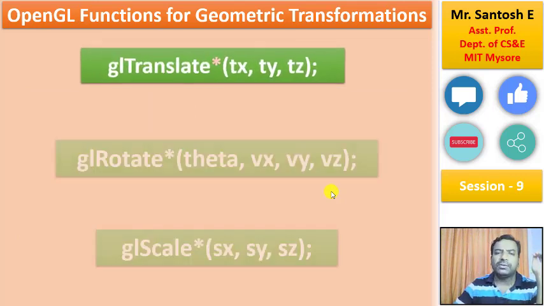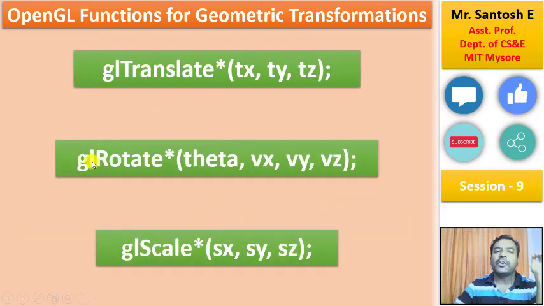Similar to this glTranslate function, we are going to have glRotate for the rotation operation and glScale for the scaling transformation. And again, this star can be replaced with either f or d. Now this scaling function takes 3 parameters: the scaling factor for the x-axis, the scaling factor for the y-axis, and the scaling factor for the z-axis.